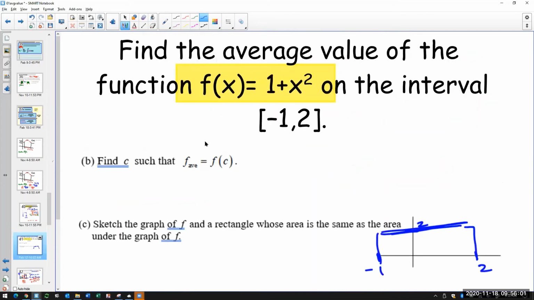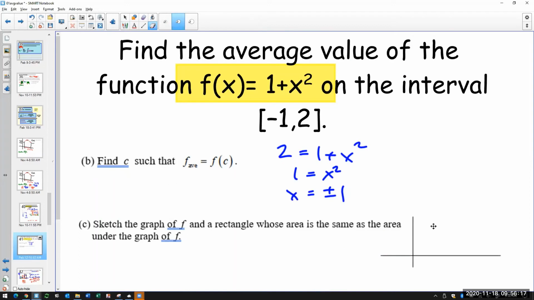So the way you calculate it is you set your Y equal to your function. So that'll be 2 is equal to 1 plus X squared. You solve for X, and you see I get X equals plus or minus 1. So it makes a lot of sense that you get what your graph said you would get.